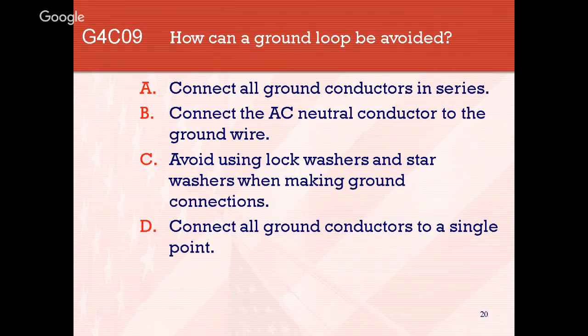How can a ground loop be avoided? Referring to the previous question, connect all your ground conductors to a single point. Make sure they're all connected together. They run to a single point. You've got that copper tube that runs along the back of your operating desk, and it goes through the wall. And that copper tube, each piece of equipment is connected to that copper tube using copper braided wire.